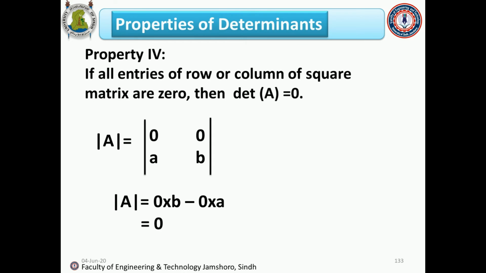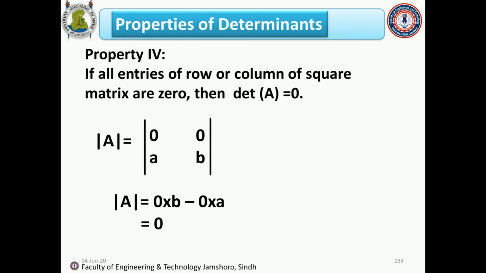We now go to property number 4. It says that if all entries of a row or a column of a square matrix are 0, then the determinant will be 0. Let's observe this. This is a matrix. Here is row 1, and all entries of this row 1 are 0, and according to the definition, when all entries are 0, the answer will be 0. If we find the determinant, 0 multiplied by B and minus sign accordingly, then 0 multiplied by A, we get the answer 0. So it proves property number 4 as well.